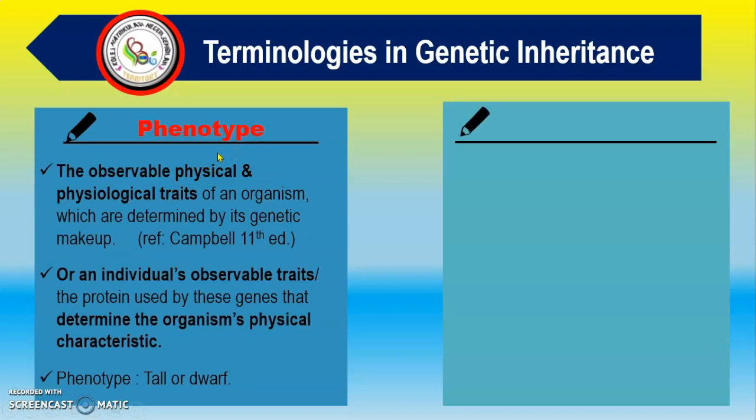Phenotype is the physical characteristic of an organism, or the observable physical and physiological traits of an organism which are determined by its genetic makeup. For example, the phenotype is tall or dwarf.